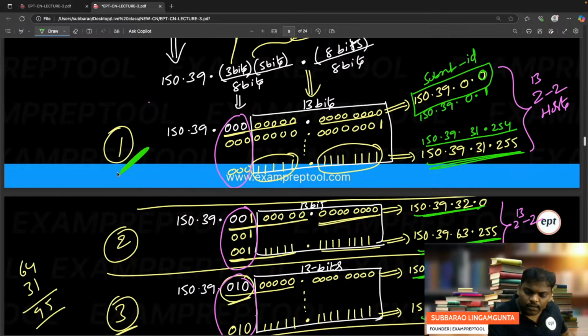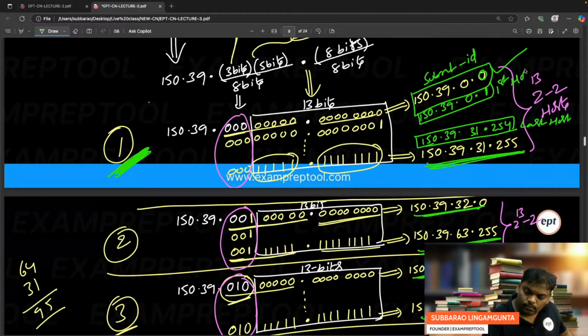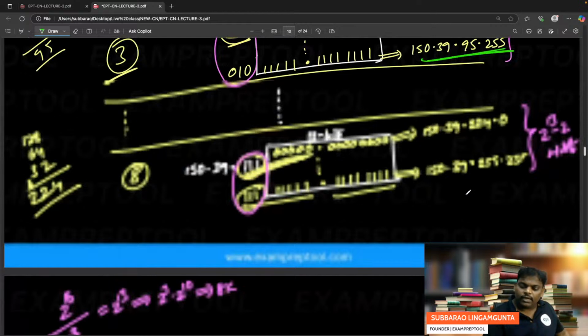First subnet ID this. First subnet first host this. First subnet DBA this. First subnet last host this. Last host. First host. In the similar way, last subnet, can you see this one?